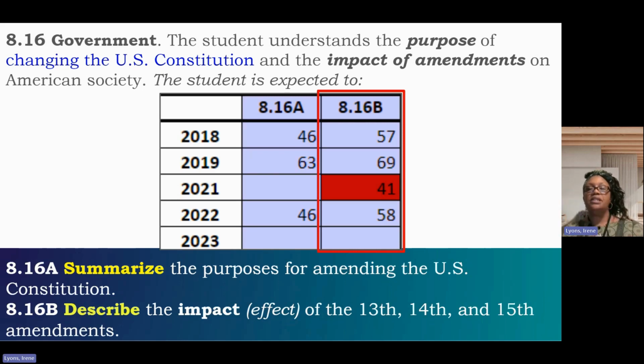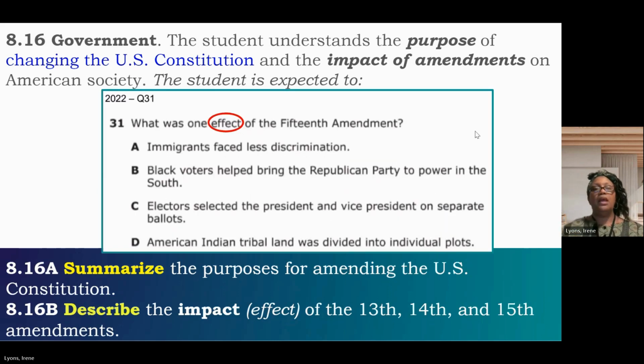So let's take a look specifically at how 8.16B was tested. From 2022, they had again a straightforward question. The question was asking students to identify one effect of the 15th Amendment. So they know that the 15th Amendment gave the newly freed African American male the right to vote. But what was the effect of that? Well, after considering the four answer choices, students should have been able to choose B, that Black voters helped bring the Republican Party to power in the South.